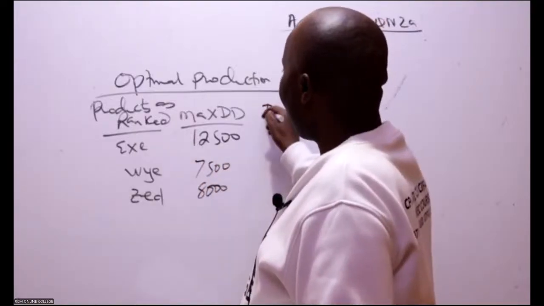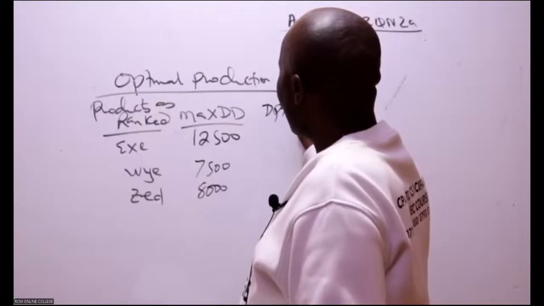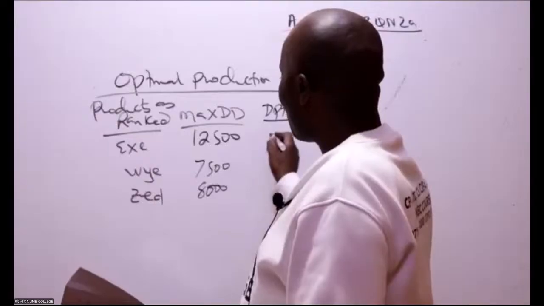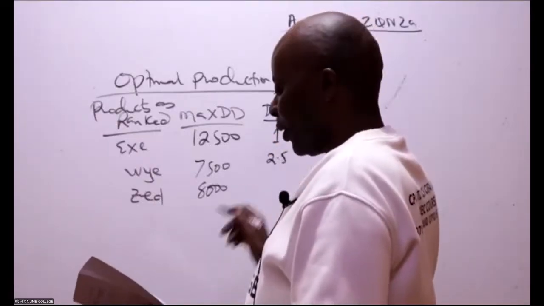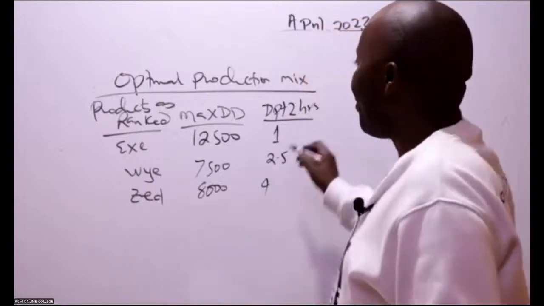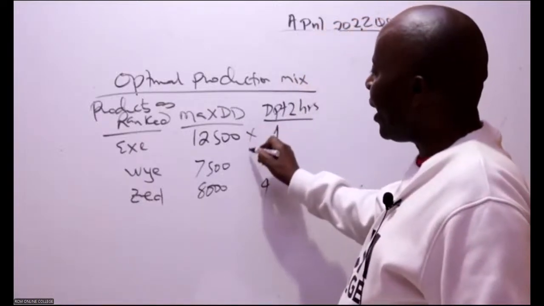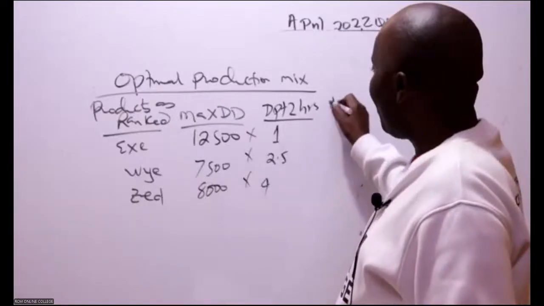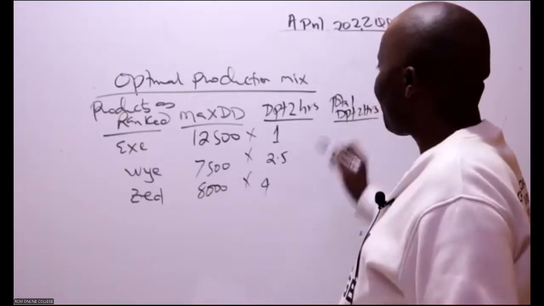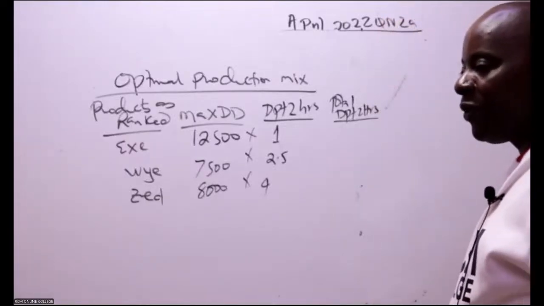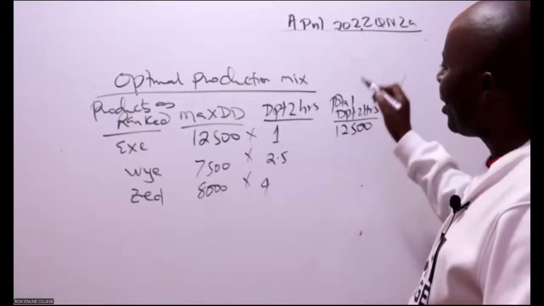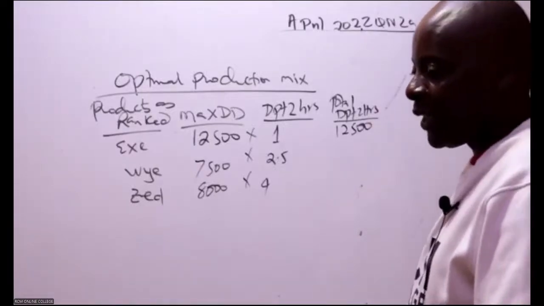Then remember, it's Department 2 hours. They're following each other very well. So we have 1, 2.5, and 4. Remember, these are per unit. Go ahead and multiply them to give us total Department 2 hours. Very easy. So 12,500 times 1 is 12,500. 7,500 times 2.5, that I can't get.